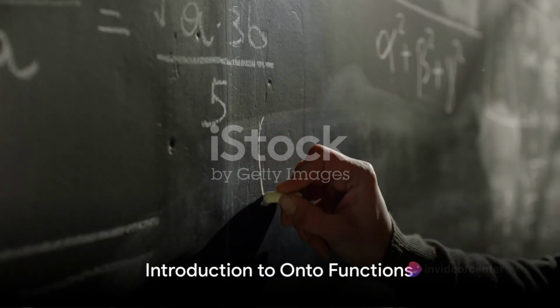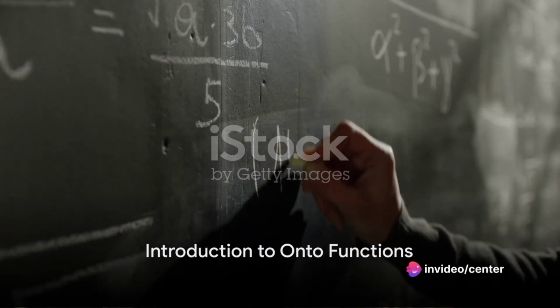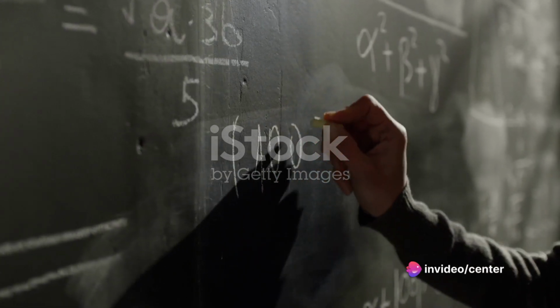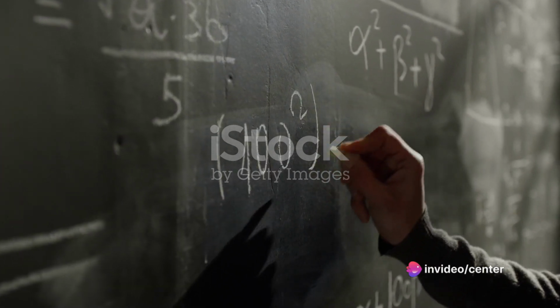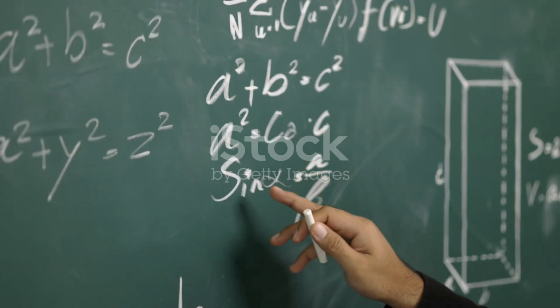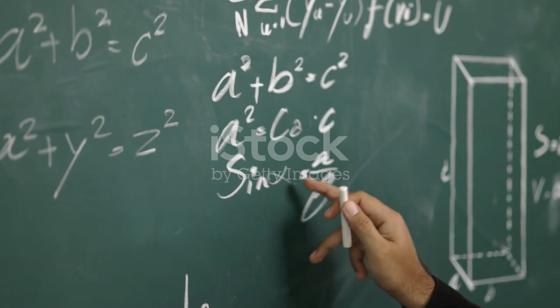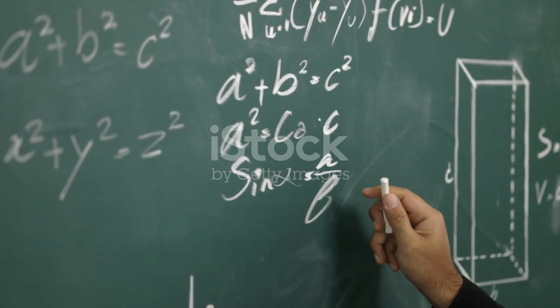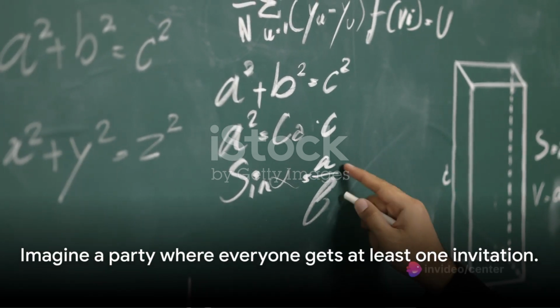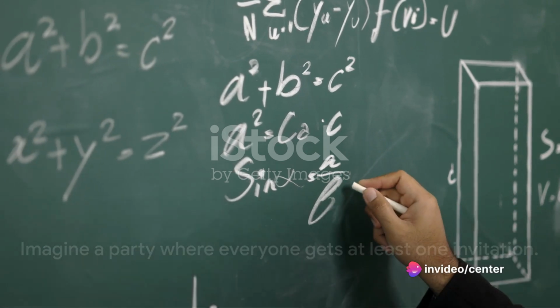Ever wondered what an onto function is in mathematics? A function is labeled as onto, or in more technical terms, surjective, when every element in the codomain has at least one corresponding element in the domain. It's like a party where everyone gets at least one invitation. No one in the codomain is left out.